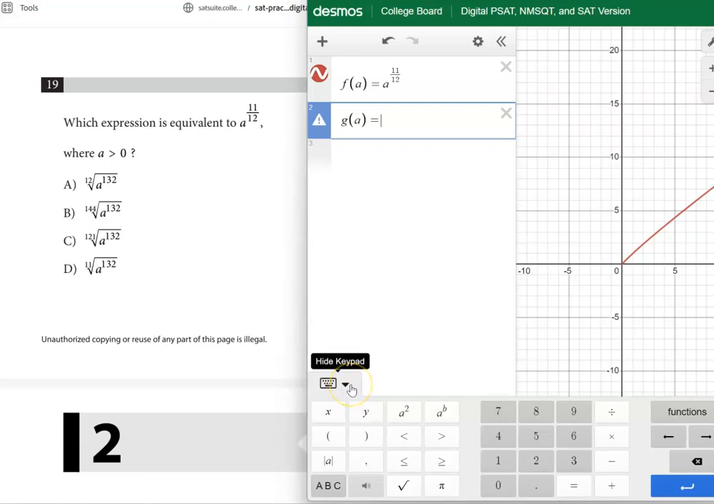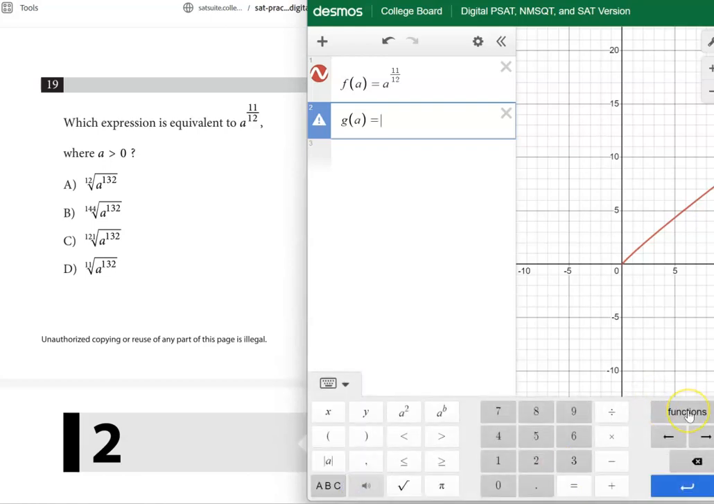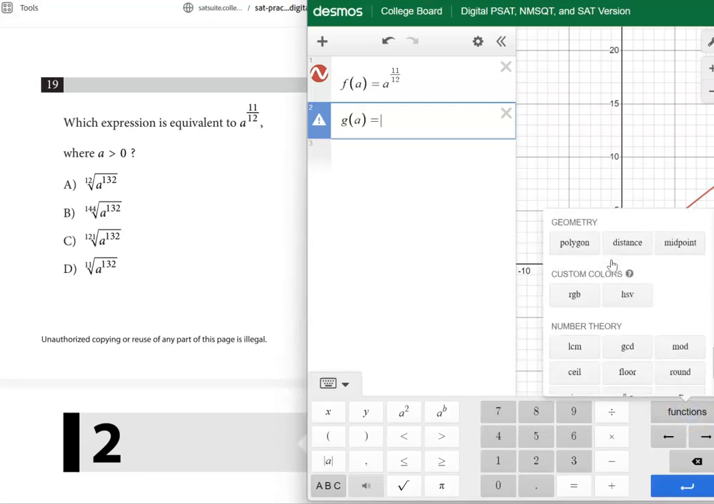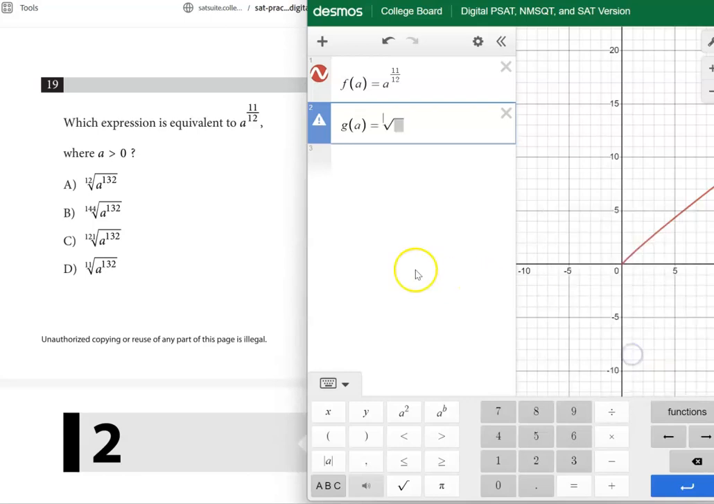Now down at the bottom, I've already opened up this keypad, but you're going to open this up and go over to functions, and you're going to go all the way to the bottom, and right in the middle, you'll see nth root. Click this button to give yourself a frame to type into. And I'm going to type 12 here, and then A shift 6, 1, 3, 2.